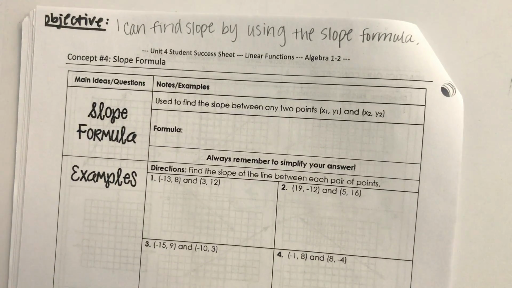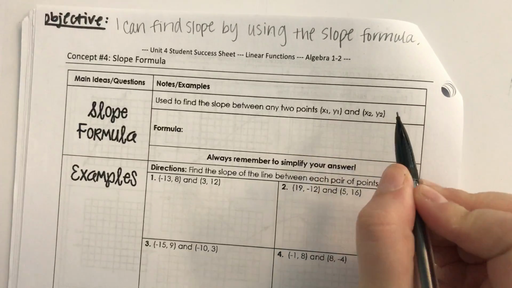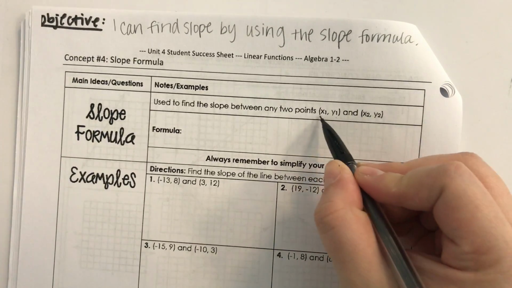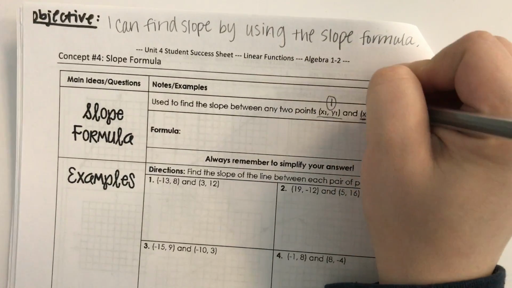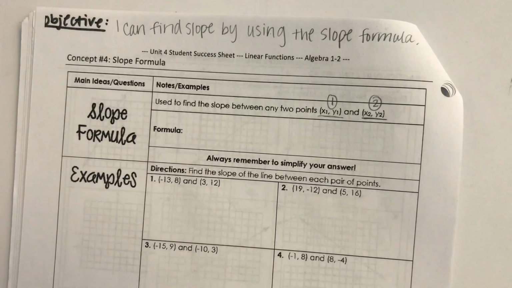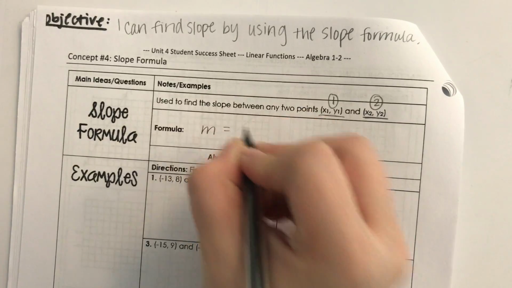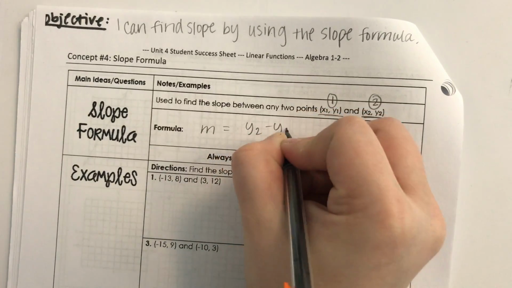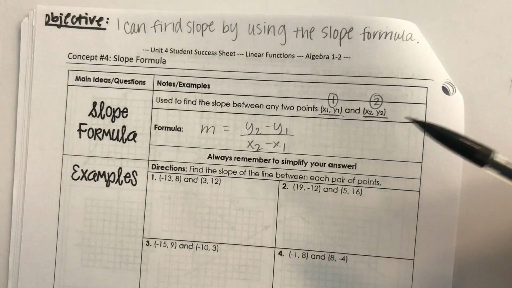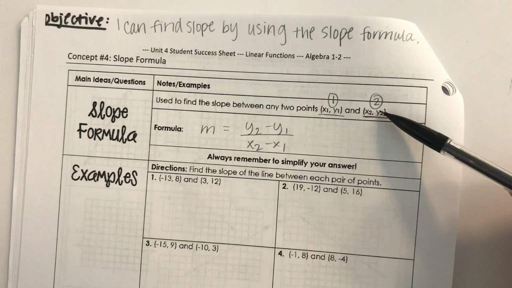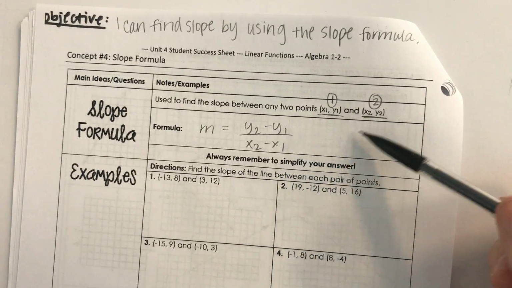So, the slope formula is used to find the slope between any 2 points, x1, y1, and x2, y2. Basically, we call them x1, y1, so we know this is the first point, and x2, y2, so that we know this is the second point. That's really the only reason why we call them that. Okay, the formula is m, because m stands for slope, equals y2 minus y1 over x2 minus x1. So what we're doing is taking the y from our second point and subtracting the first y from that one, and dividing it by the difference in the x's, okay?